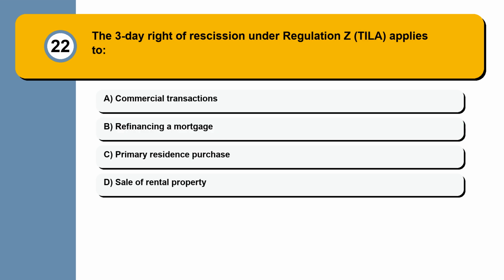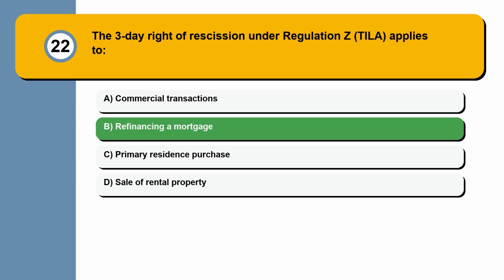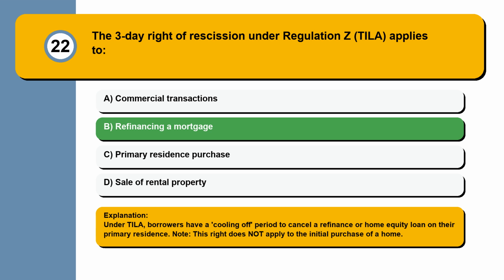Question 22. The 3-day right of rescission under Regulation Z, TILA, applies to: commercial transactions, refinancing a mortgage, primary residence purchase, sale of rental property. Under TILA, borrowers have a cooling-off period to cancel a refinance or home equity loan on their primary residence. Note, this right does not apply to the initial purchase of a home.